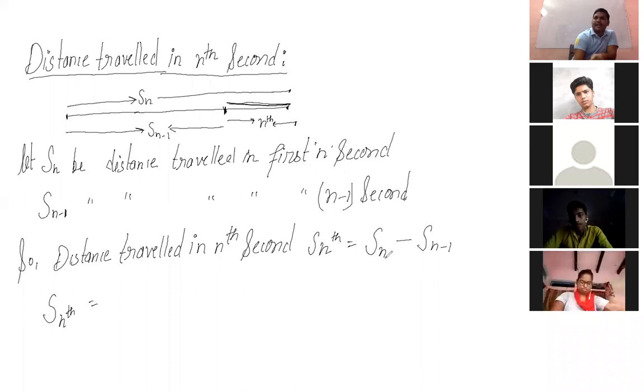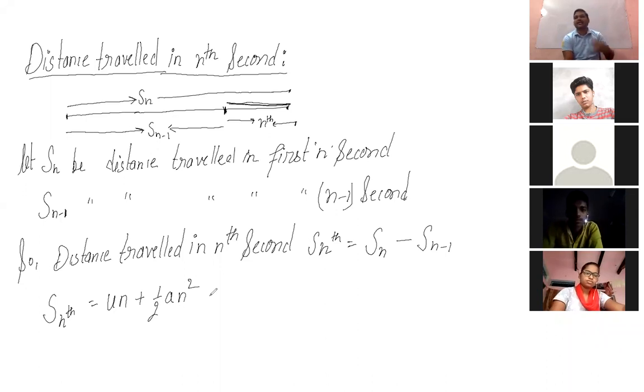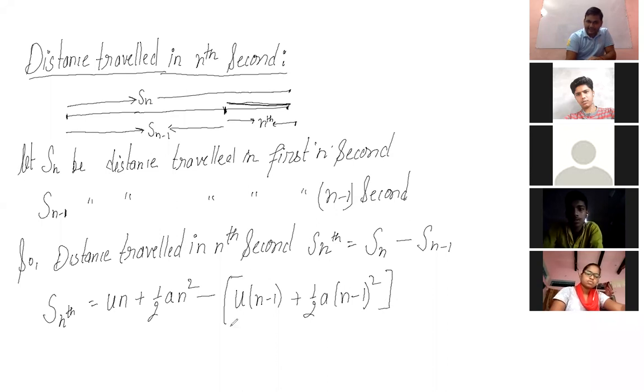and this Sn can be written as un plus half an square. This is the distance traveled in n seconds. Now you will put a minus sign here and place a bracket. You will write u(n minus 1), the distance traveled in first n minus 1 seconds, plus half a (n minus 1) whole square. So this will be the case.